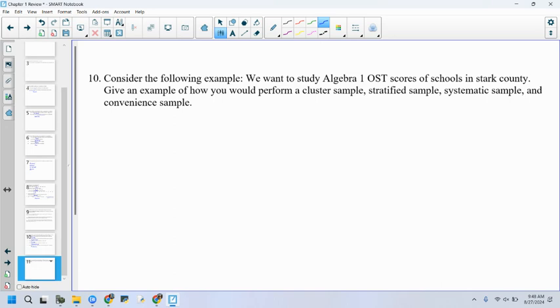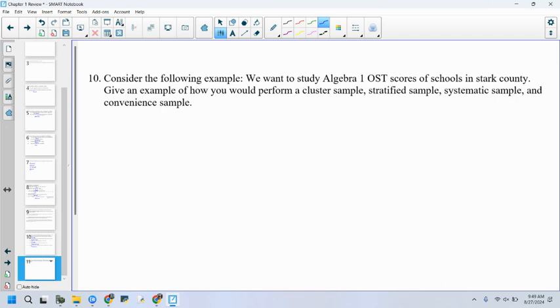Okay, so cluster sample. If I'm looking at Algebra 1 OST scores, I'm going to take a cluster sample by taking all of the students from Lake and looking at their Algebra 1 OST score. Or I'm going to take all of the students from North Canton. Or all of the students from Jackson. That would be a cluster sample.